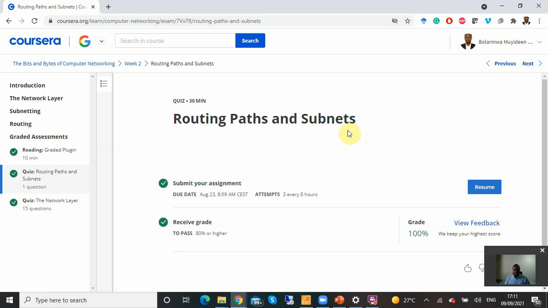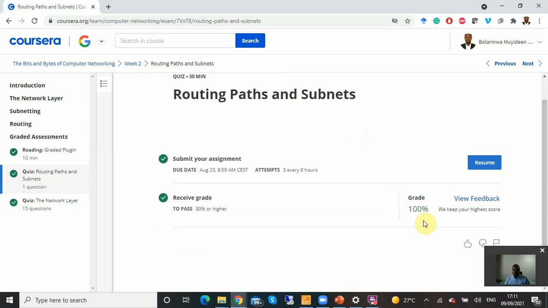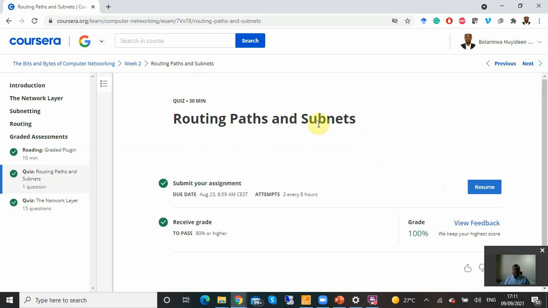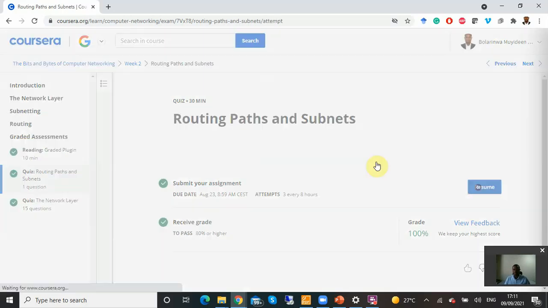Now, as you can see from my account, I've actually passed this graded assignment with 100%. So we're just going to do it again. Right now, let's jump into scoring 100% in the routing and subnet assignment. Let's go.